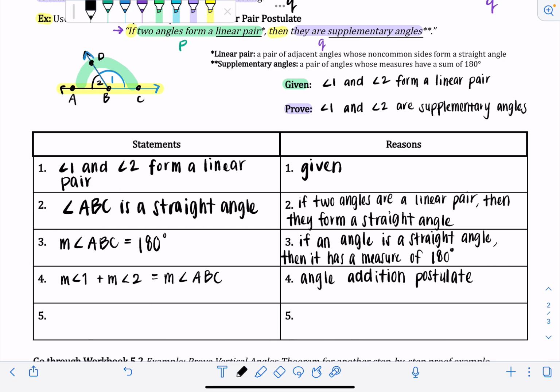And then between step 3 and step 4, we knew that the measure of angle ABC was 180 degrees. So now we can take that 180 degrees and substitute it in for the measure of angle ABC and rewrite it that way. So our next statement is the measure of angle 1 plus the measure of angle 2 is equal to, instead of the measure of angle ABC, we can substitute that 180 degrees in, to get the measure of angle 1 plus the measure of angle 2 equals 180 degrees. And that's called the substitution property of equality, where we substitute one thing in for another, assuming that they're equal.